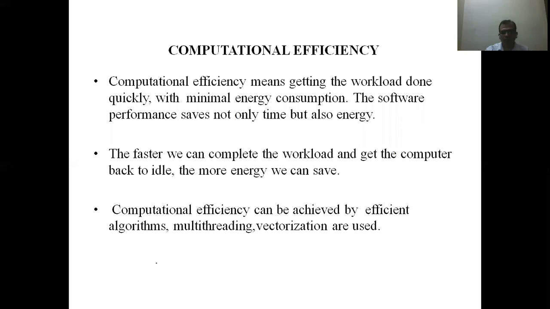The faster we can complete the workload and get the computer to idle, the more energy we can save. So we can perform the action faster and make the computer idle so that other work can be allotted to the CPU and it will be done. So the faster the work is done, obviously it minimizes the energy, and we can save the power.